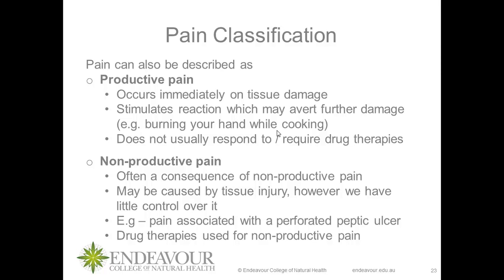Productive pain doesn't require drug therapies as such. You need to then treat the current further damage, and so the action in itself was enough to prevent sufficient tissue damage. But if it's a non-productive pain, we don't have any control over it. Productive pain is something you do have a control over.